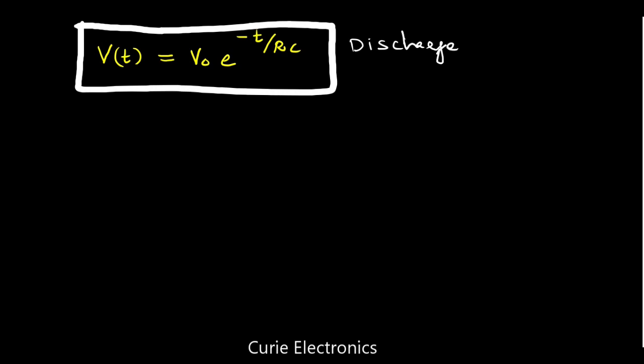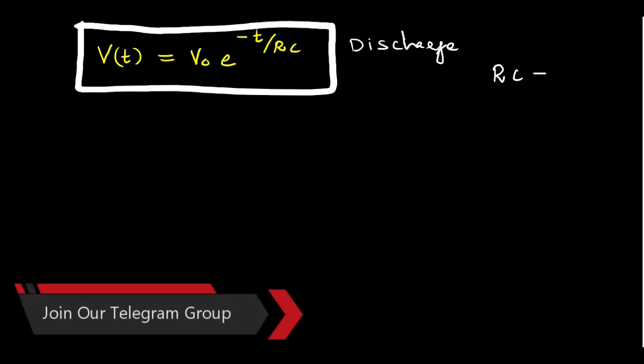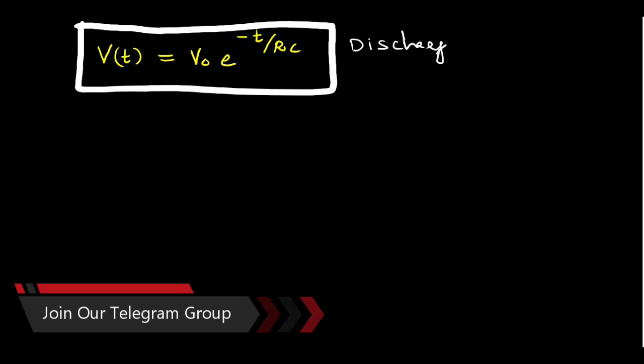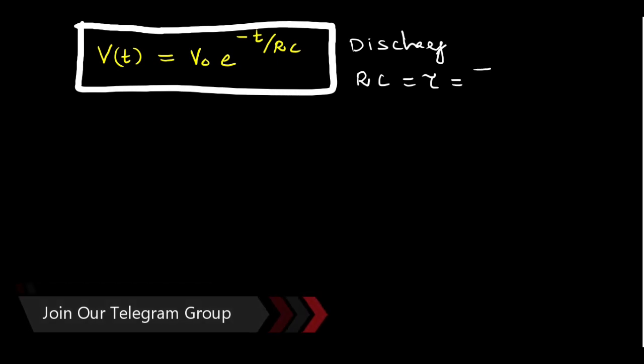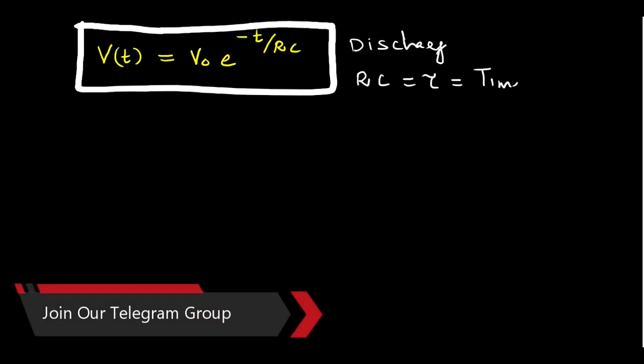Now here this RC, in this equation RC equal to tau. This is the time constant of the circuit, time constant.